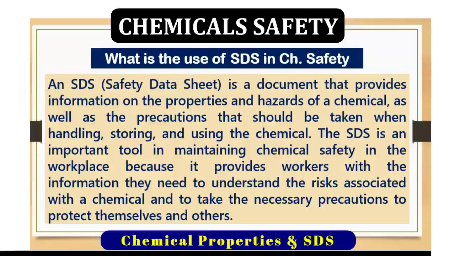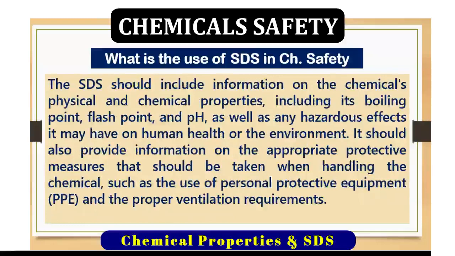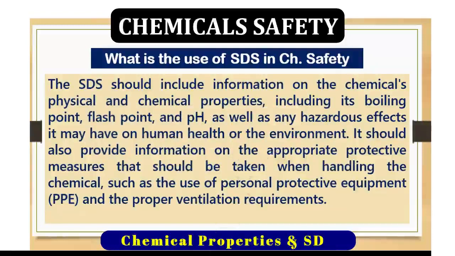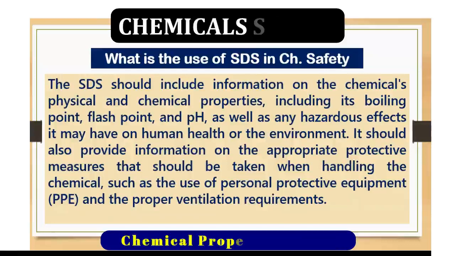The SDS should include information on the chemical's physical and chemical properties, including its boiling point, flash point, and pH, as well as any hazardous effects it may have on human health or the environment. It should also provide information on the appropriate protective measures that should be taken when handling the chemical, such as the use of personal protective equipment, PPE, and the proper ventilation requirements.